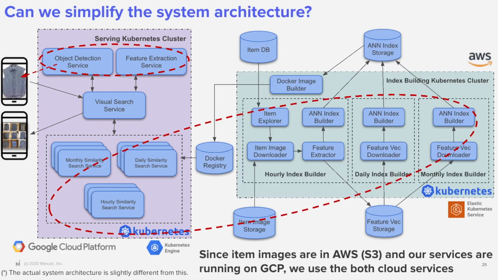This looks complex. Can we simplify the system architecture? As I mentioned earlier, the feature extraction model can run on the client side. And also, the object detection can be placed at the client side. If the similarity search services and the indexing pipeline can be simplified, the whole system architecture can be simple.